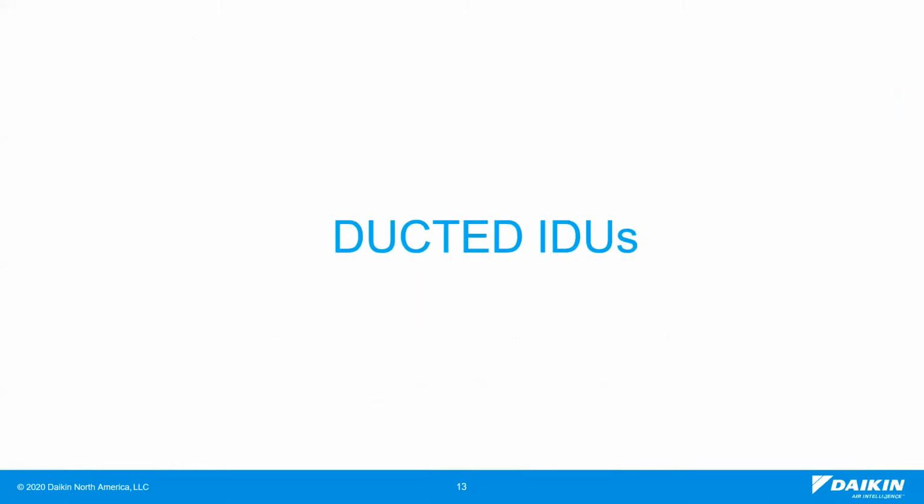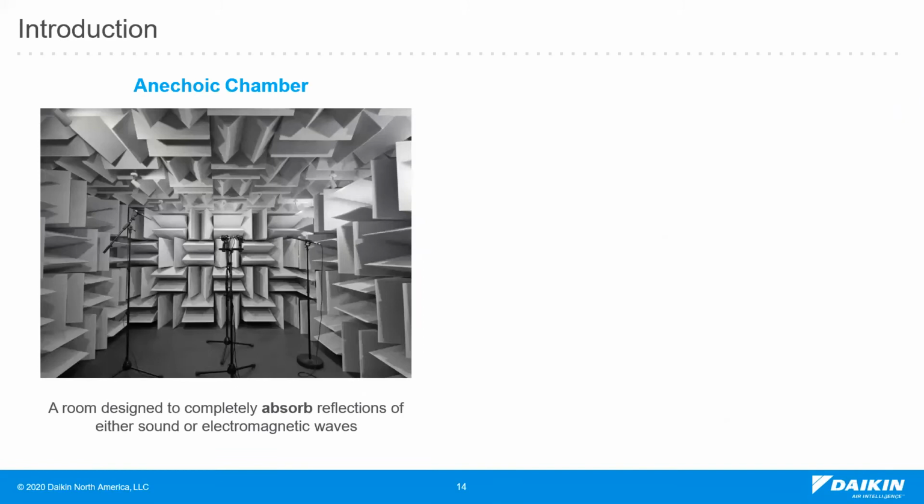Now we'll describe sound pressure data and sound power data that is available for ducted units, AHRI 260, plus some acoustical trends and comparative ratings. Ductless and ducted units have sound pressure data. The data is obtained through testing in the anechoic chamber.